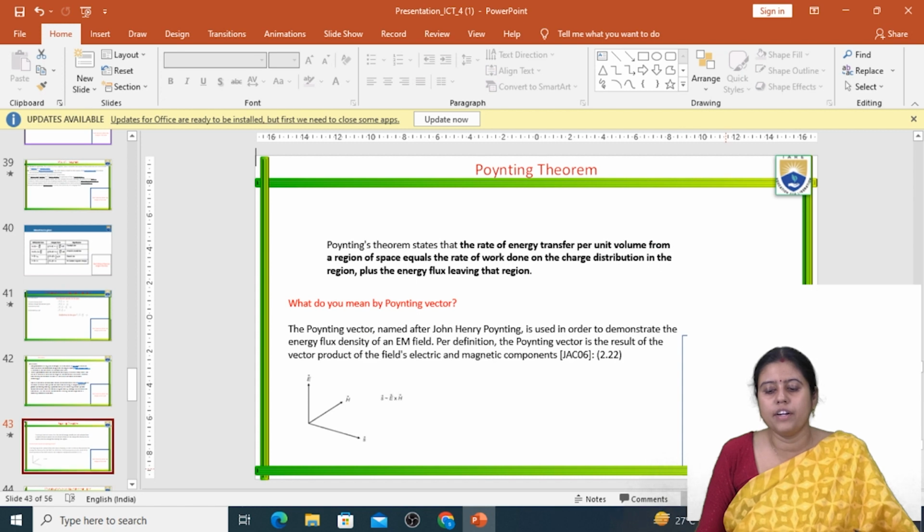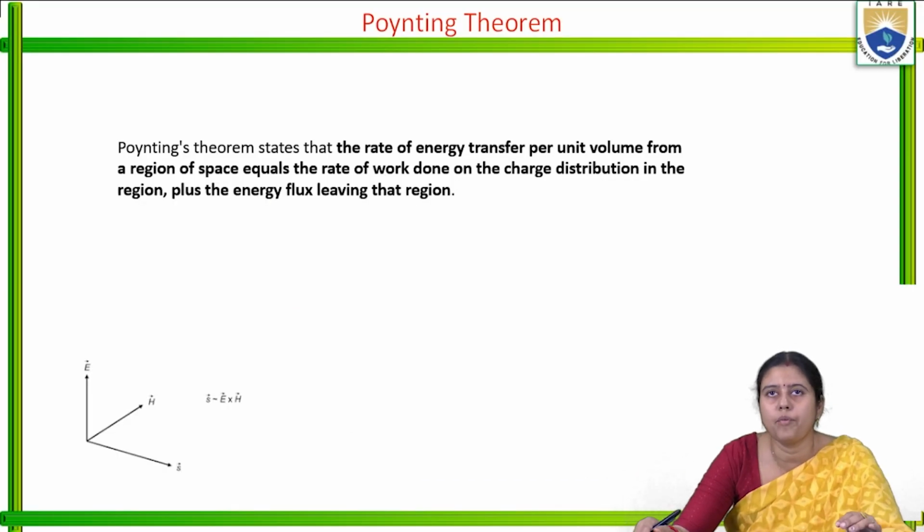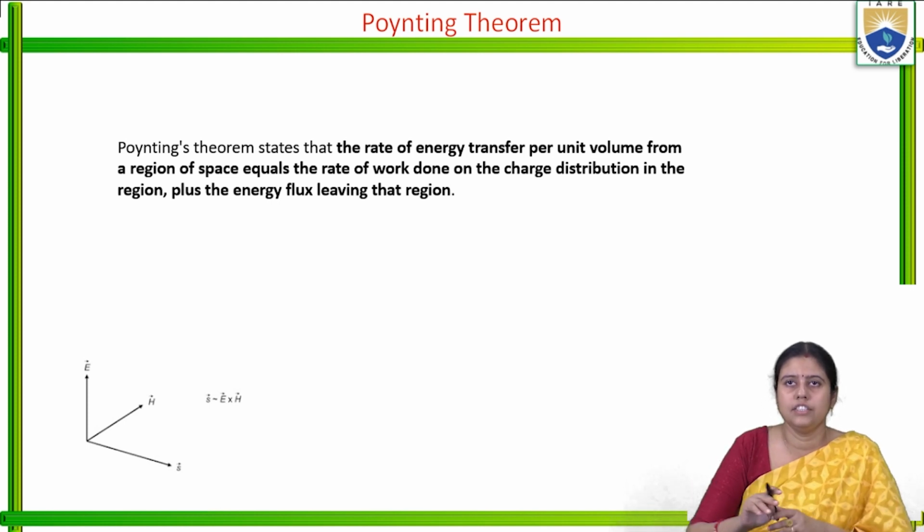So what is the Poynting theorem? Now we will discuss the Poynting theorem. The Poynting theorem states that the rate of energy transfer per unit volume from a region of space equals the rate of work done on the charge distribution in the region plus the energy flux leaving the region.